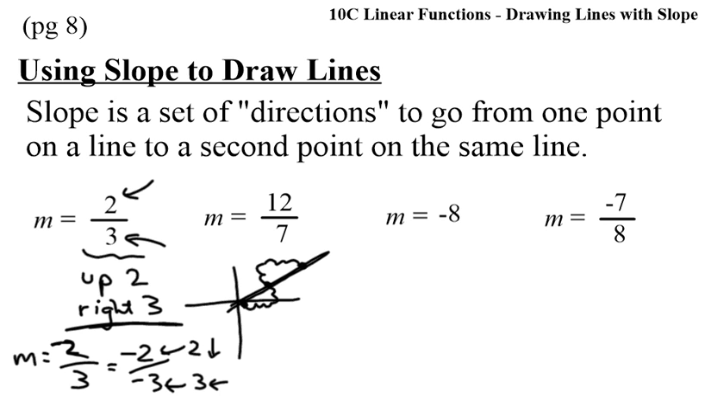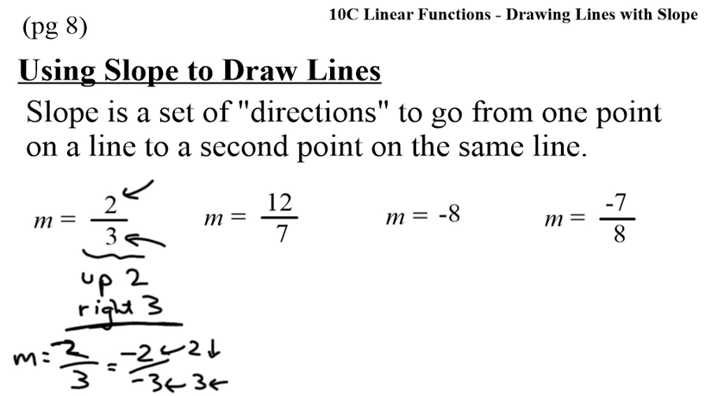Now, if I was on a Cartesian grid, it would be even more perfect. You would see it specifically, but every slope has a partner. Don't forget about that. Let's skip to m equals negative 8. Now, here's a problem because we don't have a rise over run.